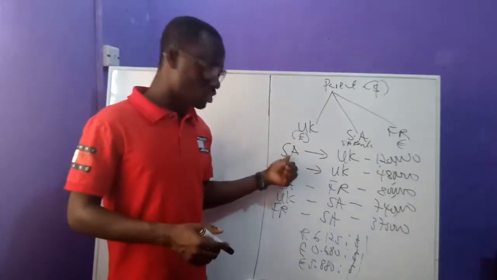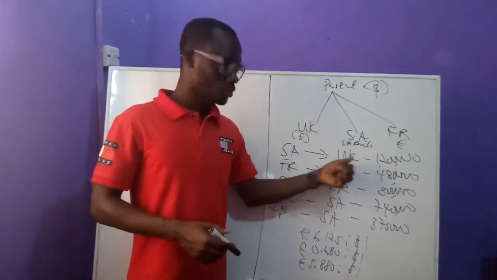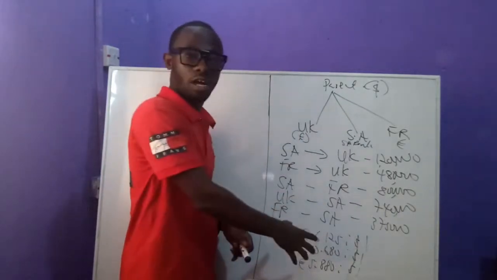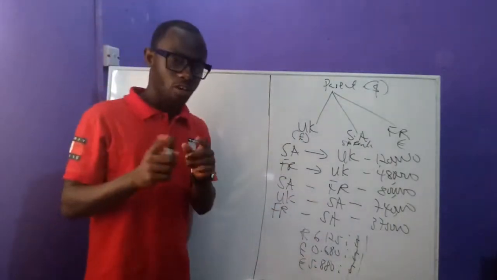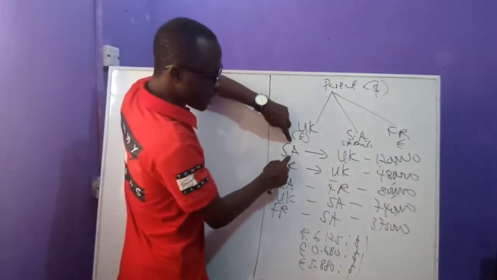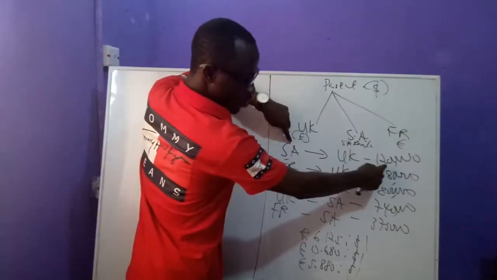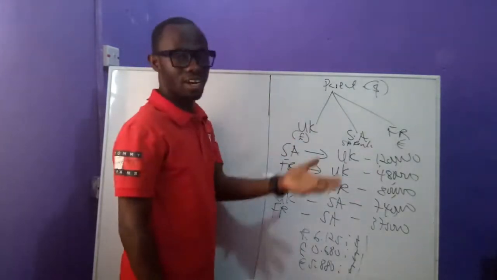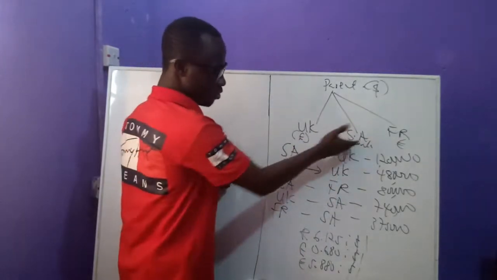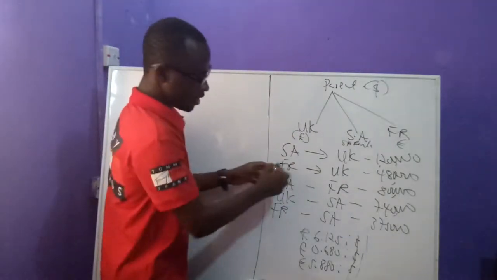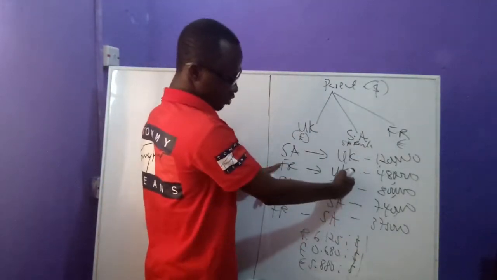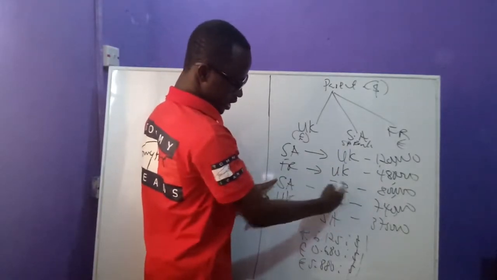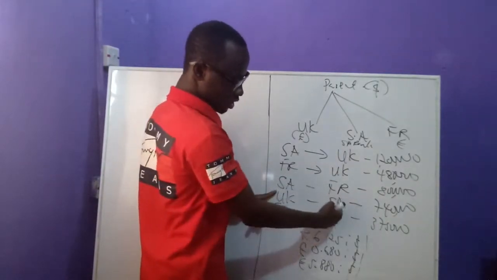Then we are told that the South Africa company owes the UK company, meaning these are payables and these are receivables. So if you look at it closely, you realize that the South Africa company owes the UK company 1.2 million rand. Then the France company also owes the UK company. The South Africa company owes the France company. Then the UK company also owes the South Africa company.